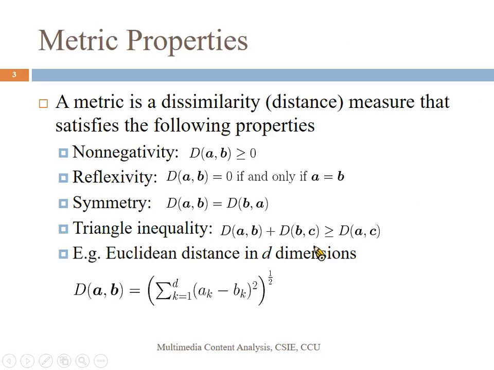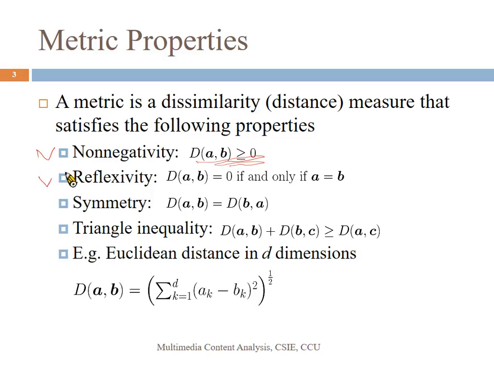So first of all, we describe the metric properties. Not all functions can be used as a metric. A metric is a dissimilarity or a distance measure that satisfies the following properties. The first one is non-negativity. For two given vectors, the distance between these two vectors cannot be negative. So the distance is always larger than or equal to 0.